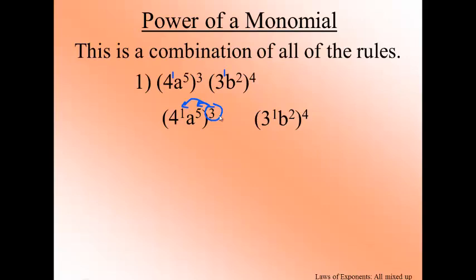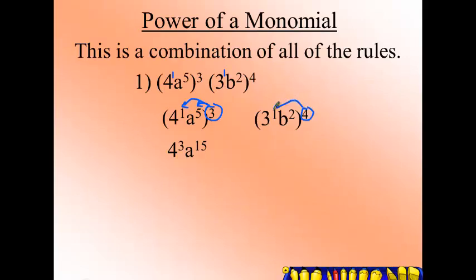So you will have 4 raised to 1 raised to 3. That's just 4 raised to 3. A raised to 5 raised to 3 is a raised to 15. Similarly, distribute 4 to 1 and then 4 to 2. So you will have 3 raised to 1 raised to 4 is 3 raised to 4. And then b raised to 2 raised to 4 is b raised to 8.